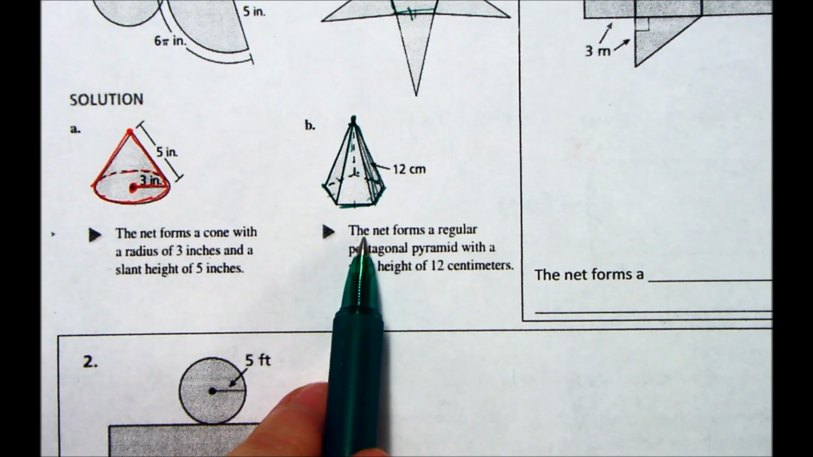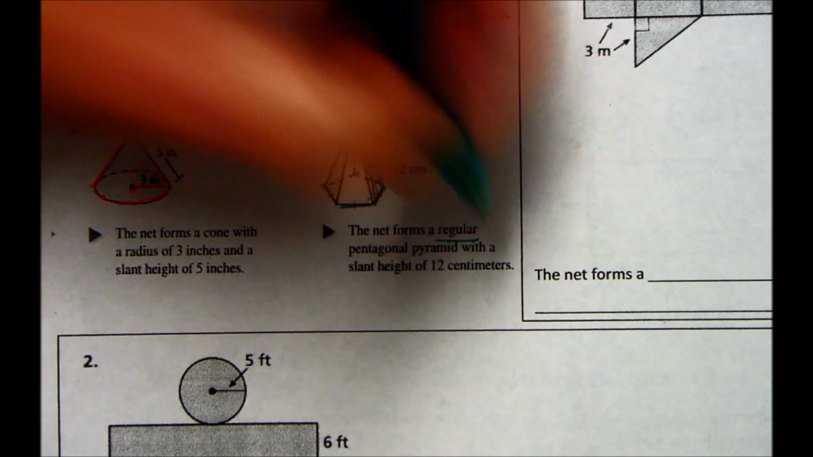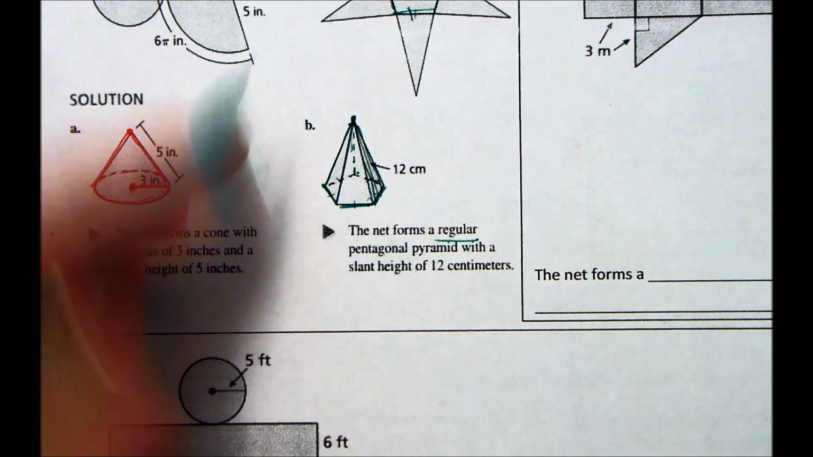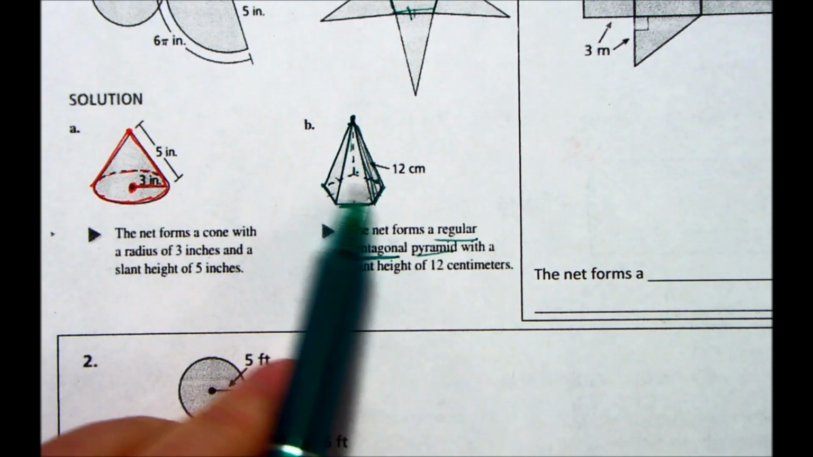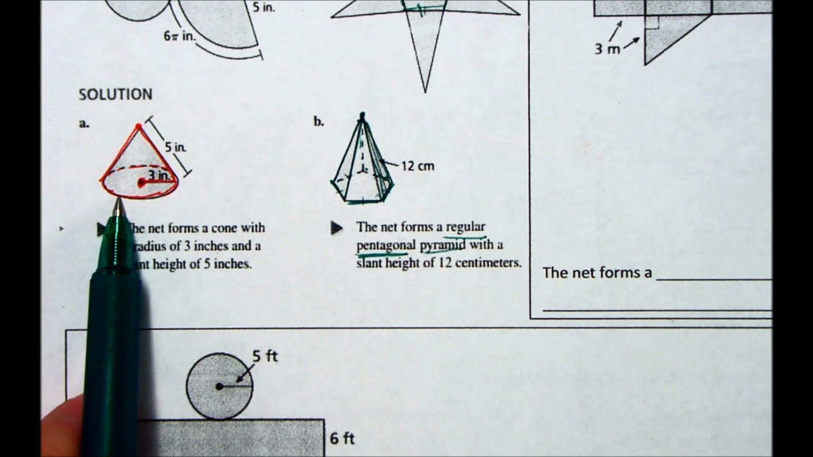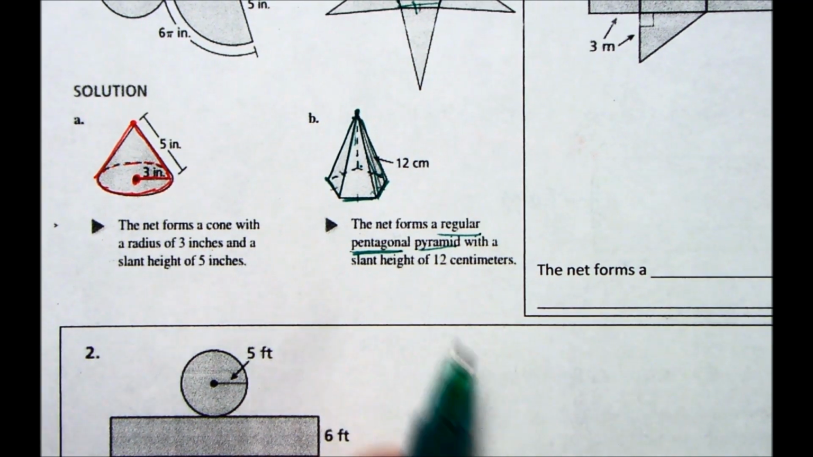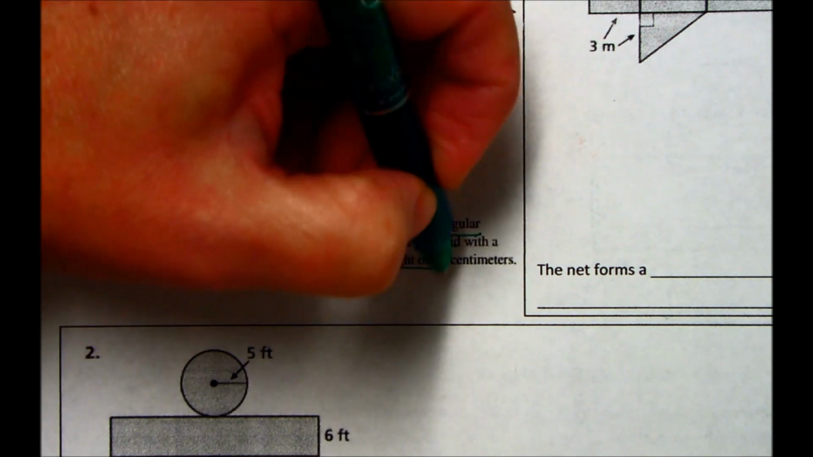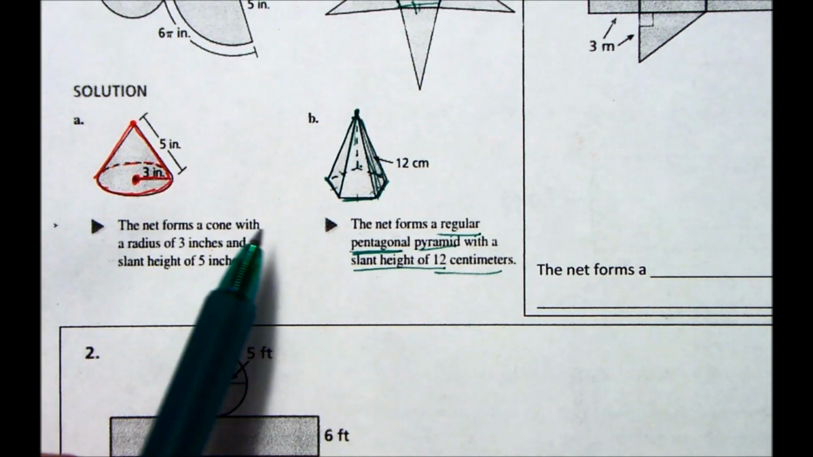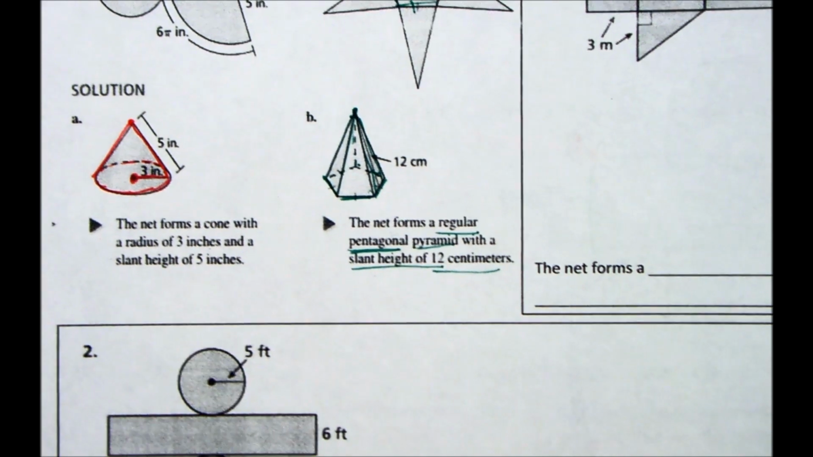And the description then, the net forms a regular pentagonal pyramid, regular again because it's all congruent, pentagonal because it's 5-sided. So a pyramid only has 1 base, and a cone only has 1 base. A prism has 2 congruent bases. And it's got a slanted height also of 12 centimeters. So they showed us that 12 centimeters there, so we're going to include that in our description.